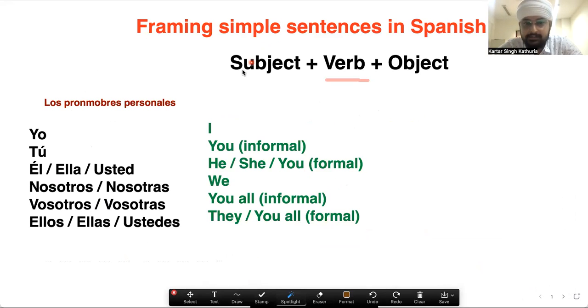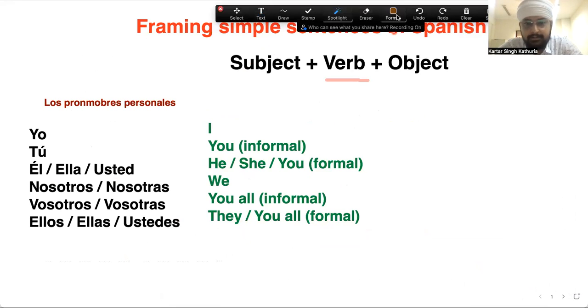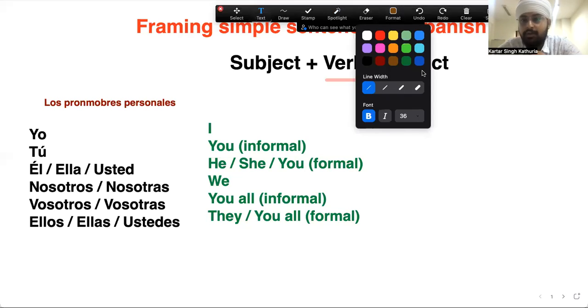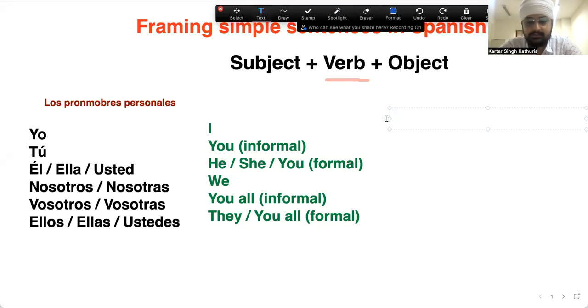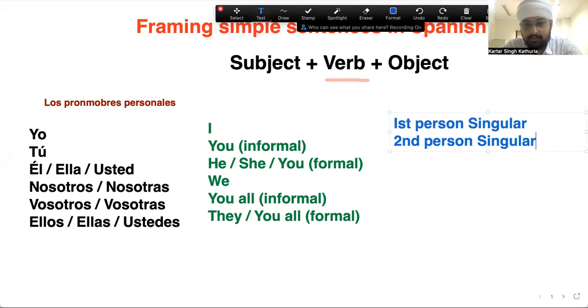Now we will talk about the subject, who is doing the action. So I will also write which person it is. When I am doing the action, I am the first person. Only it's me, the first person, singular. If you are doing the action, then it's second person, singular. And again, third person, singular.